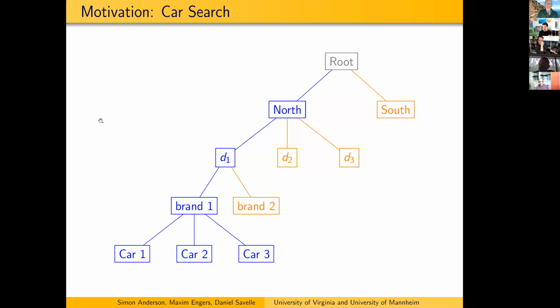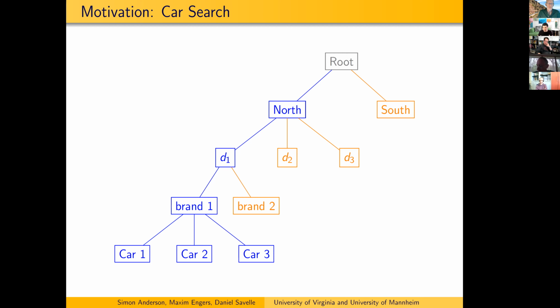To outline this, we're going to use a tree. Trees are going to be common throughout this entire talk. And the idea is you can think about a root node attached to the 2 locations that a consumer can choose first, north or south. They can then go to dealerships. So after going north, they can go to D1. After going to D1, they can see brand 1 and 2 and select among them. And then after searching brand 1, they can see the cars.